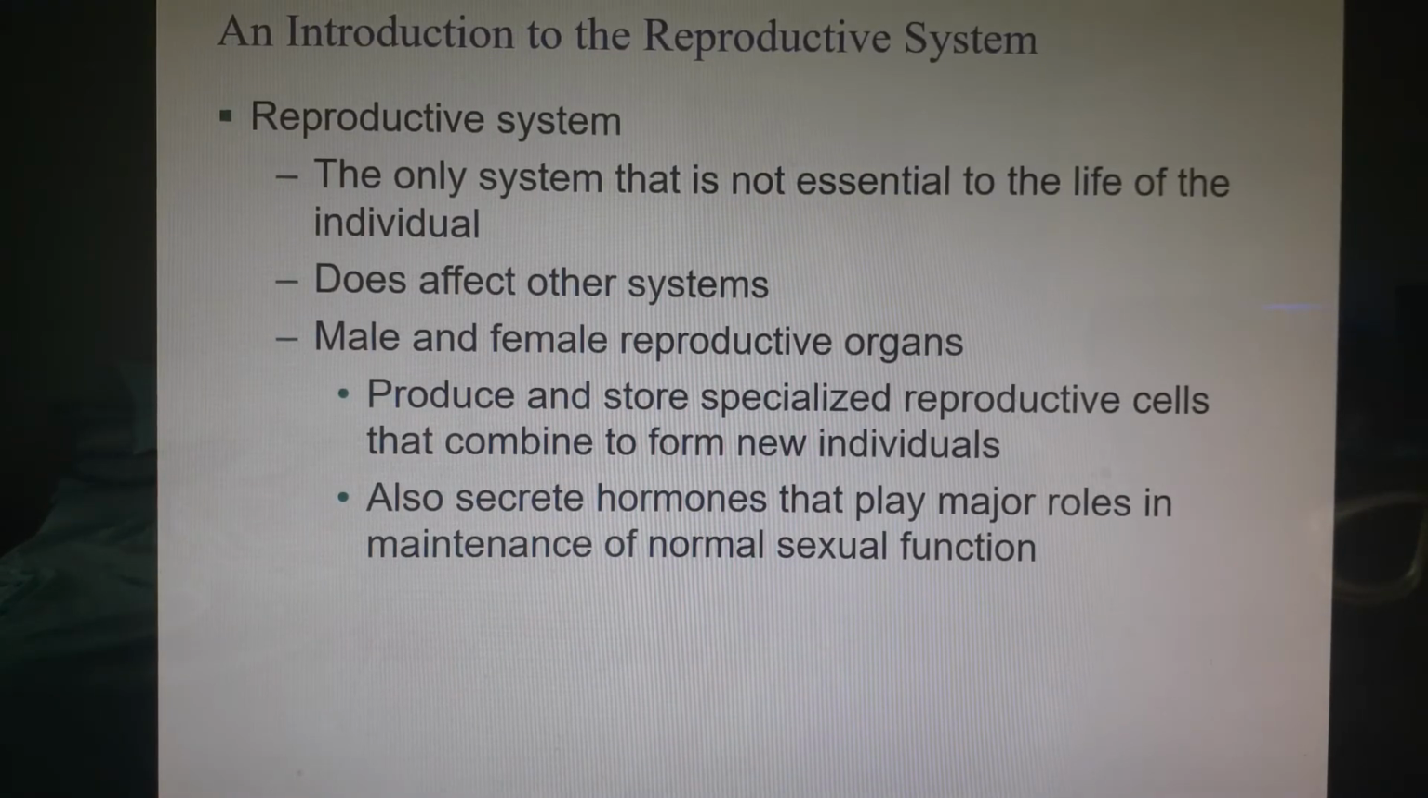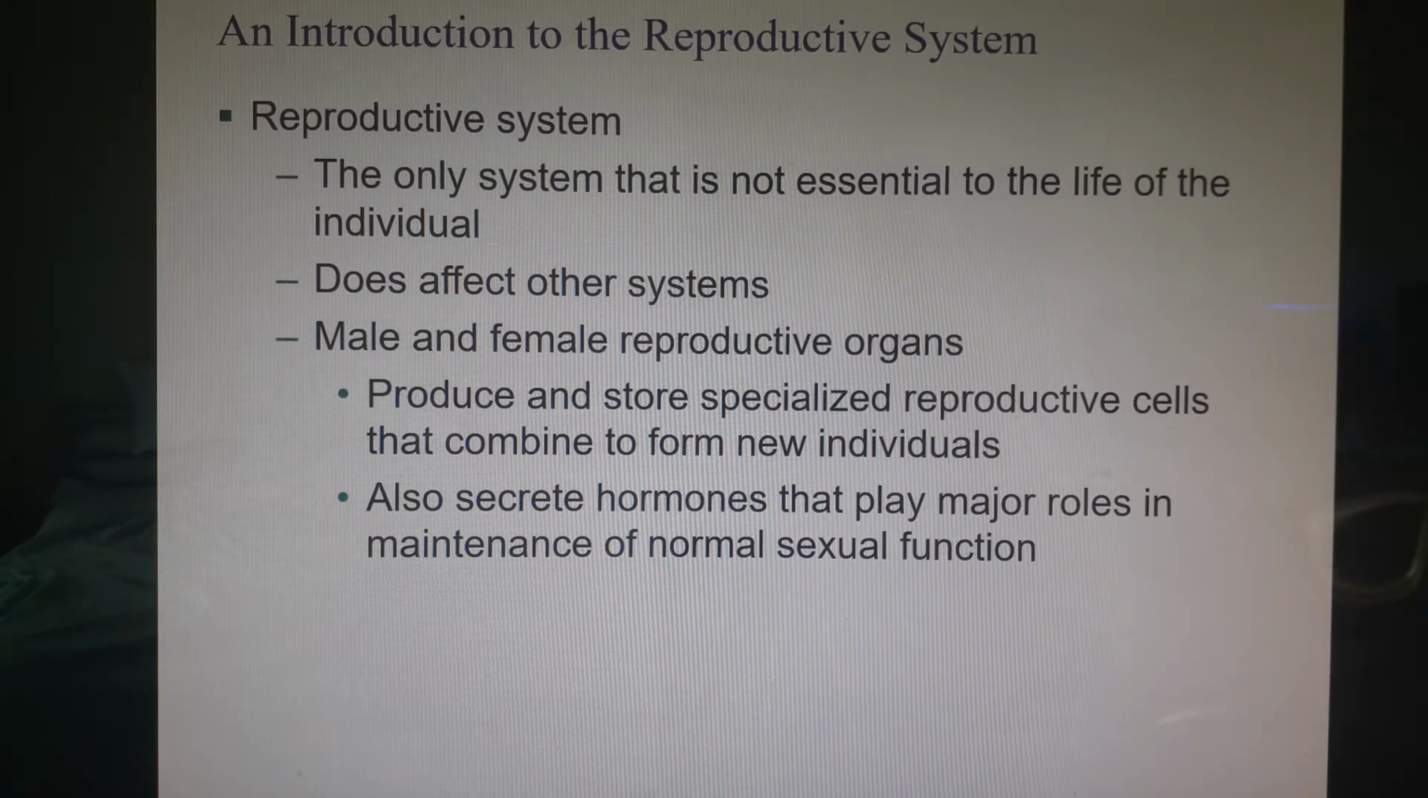So an interesting thing to note about the reproductive system, it is the only organ system that you actually do not need in order to survive as an individual, right? It's not essential to your life. However, it is essential for our species to continue. And again, it does interact with and affect other organ systems.